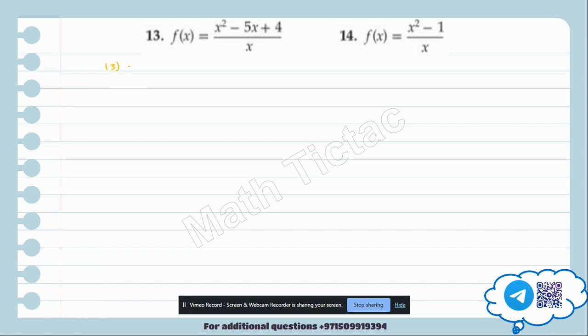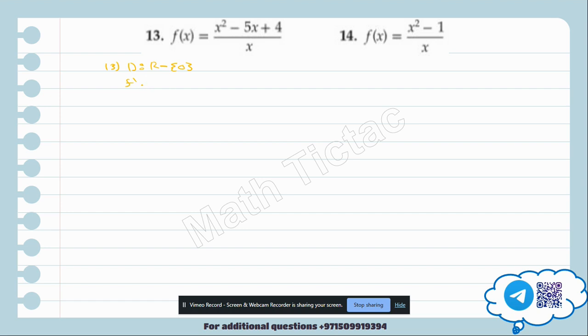Now, first of all, finding the domain. The domain will be R minus the zeros of the denominator. For the denominator we have x, so x equal to 0, that means we have 0 only. That means the domain is R minus the 0. So we have finished the domain.